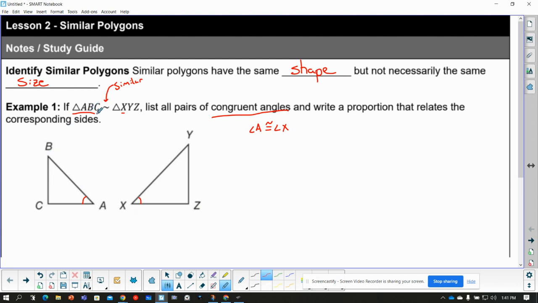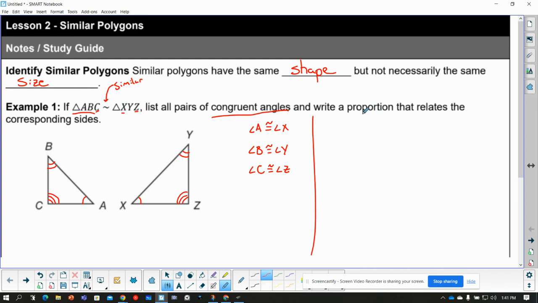Next we have B and Y. That's the second angle that's mentioned. This is the second angle that's mentioned. So angle B is going to be congruent to angle Y. Third, we've got this C is the last letter that's mentioned. Z is the last letter that's mentioned. So C is going to be congruent to Z. So angle C congruent to angle Z. Now, the nice thing about this is even if you didn't have the diagram, you could figure out what angles are congruent just by looking at the name. So that's one thing we have to do.